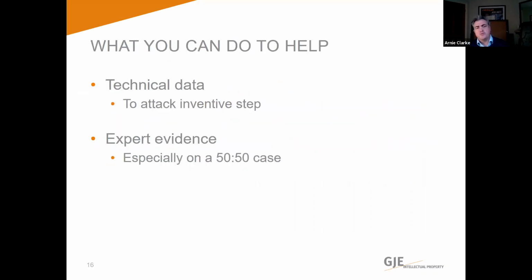So as an opponent, what can you do to help? Technical data is one thing that I think is absolutely essential to attacking a case. As I mentioned earlier, about 52% of cases go down on inventive step. Anything you can do to support that has got to be good. So if you have some data that can show that an invention doesn't work, or actually more often, that it at least doesn't work across the scope of the claim, so the technical effect that's being relied on can't be achieved across the scope of the claim, that is absolute gold from an opponent's perspective.